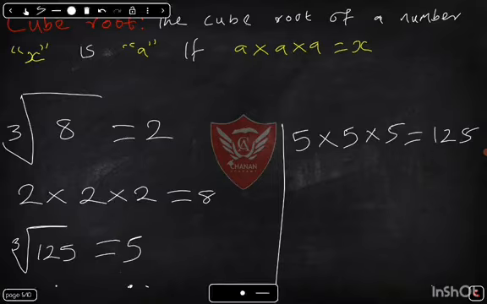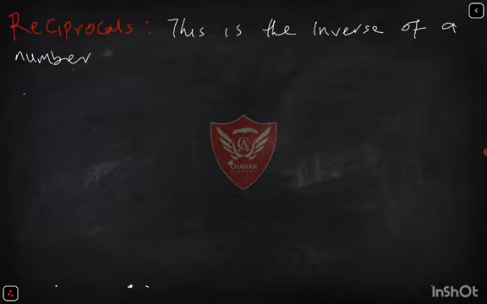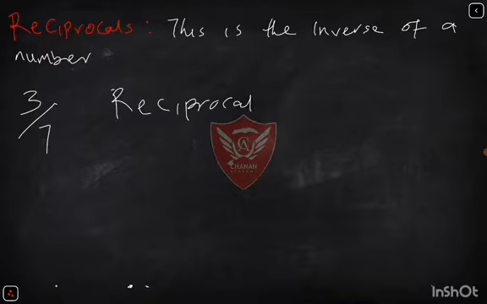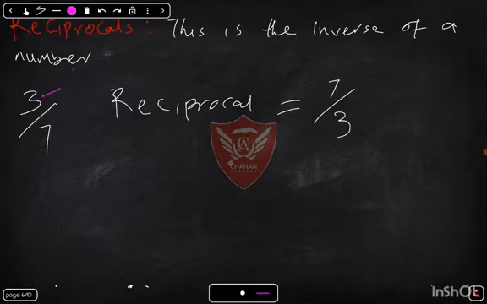Alright, let's move on. Reciprocal. This is the inverse of a number. Let's give an example. If we have 3 over 7, the reciprocal will be equal to the inverse, so it becomes 7 over 3. If you've watched our video on fractions, we said the up value is the numerator, and the down value is the denominator.